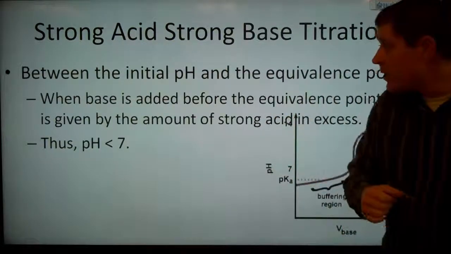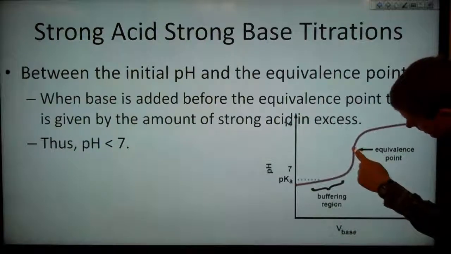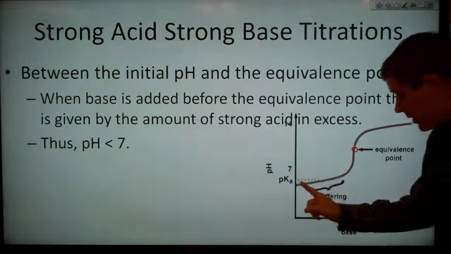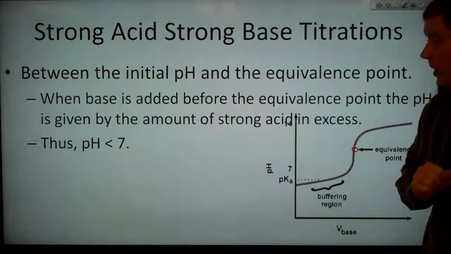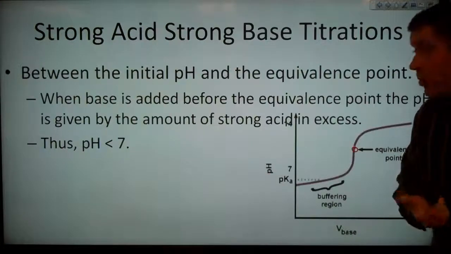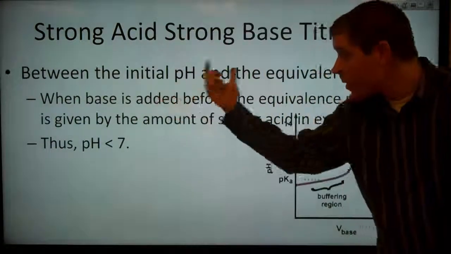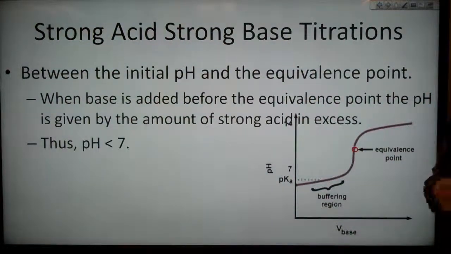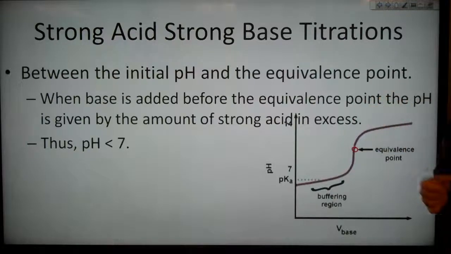Between our initial pH and the equivalence point, remember the initial point pH is there, and the equivalence point is here. So in between those 2 points, so after we've started adding at least a little bit of our base, and before we've added so much that we have stoichiometrically equivalent quantities, this is the region that we're talking about. So when the base is added before the equivalence point, then the pH is given by the amount of strong acid in excess.